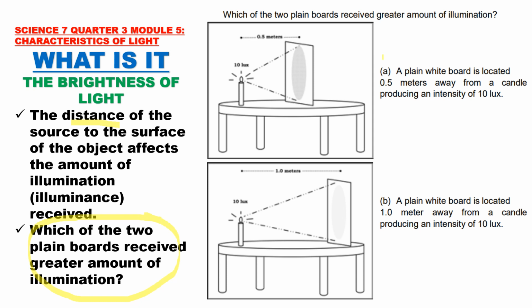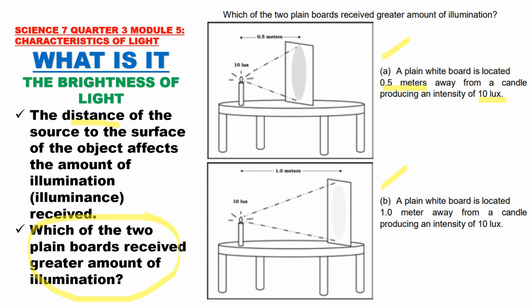So in letter A, we have a plain whiteboard located 0.5 meters away from a candle producing an intensity of 10 lux. So sa letter A po, meron tayong light source which is the candle. Ang pinoproduce niya na intensity ay 10 lux. Tapos, ang layo ng candle mula dito sa ating plain whiteboard ay 0.5 meters. Next, let's go to letter B.